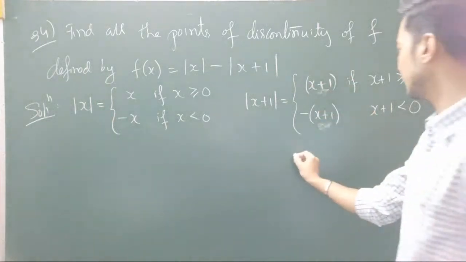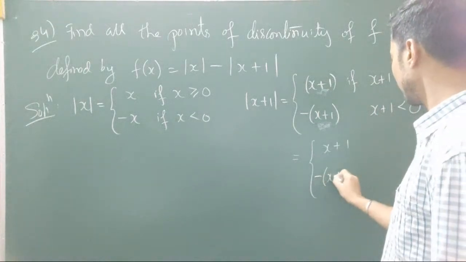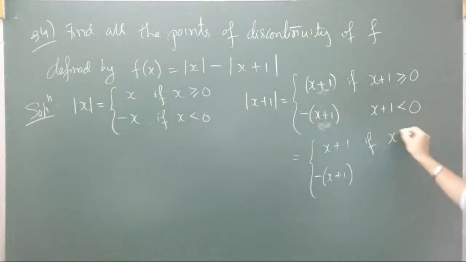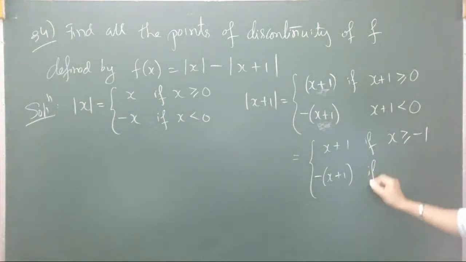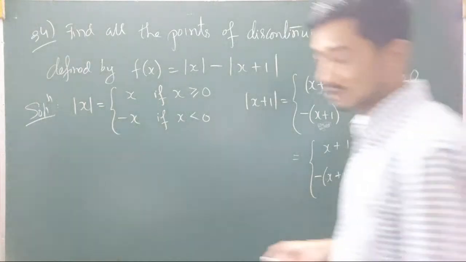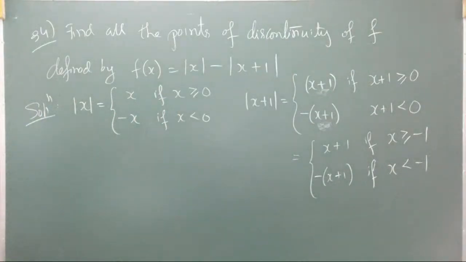So if you just rewrite this a little bit, it's going to be x plus 1 if x is greater than or equal to minus 1, and minus of x plus 1 if x is less than minus 1. Now plus 1 goes there, so it's minus 1. Alright, so we have rewritten the function properly, because we need points to check whether or not we have any points of discontinuity. I hope you're all with me.